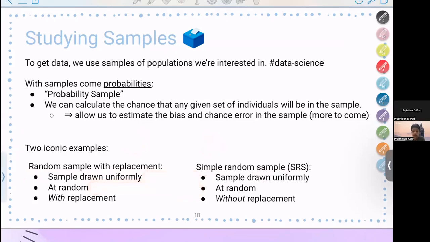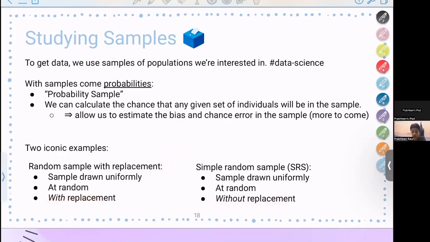Uniformly just means that every person in our population, where we're choosing people or objects or whatever from, has the exact same chance of being chosen. So it's uniform. Those chances that I was talking about are even, or equal, across the board. So every single UC Berkeley student would have the exact same chance of getting chosen. The third part here, that's the differentiation between these two types of samples, is whether you are drawing with replacement or without replacement.